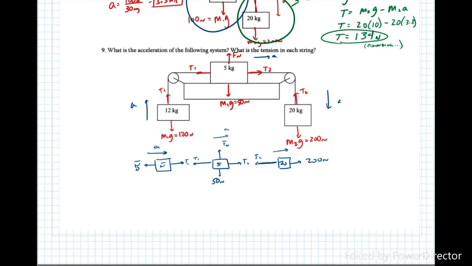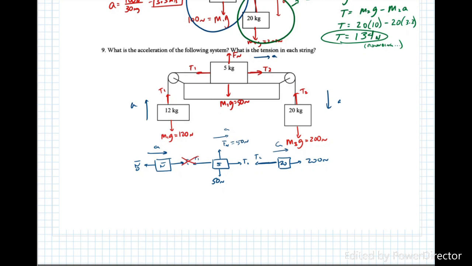Now, what we see first is that for the 5 kilogram object, since the acceleration is to the right, that up force and that down force have to balance each other out. What that means is the normal force equals 50 newtons.